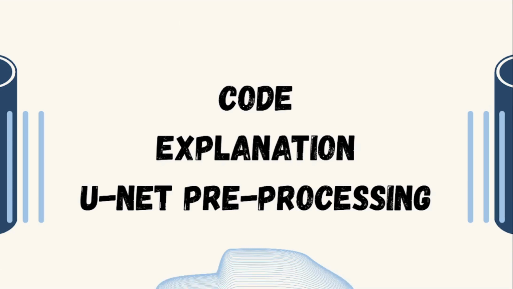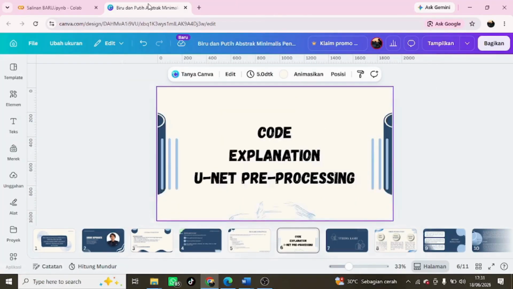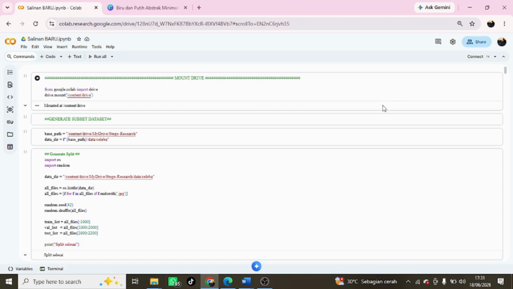Okay, let's continue to code explanation for data pre-processing. So before the model training process begins, the first step is to connect the Google Colab environment to Google Drive. After successfully accessing the dataset from Google Drive, the next step is to split the data.